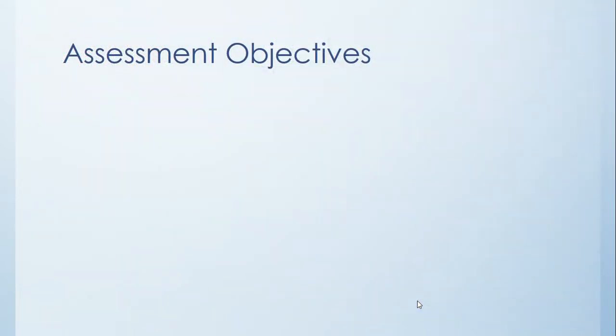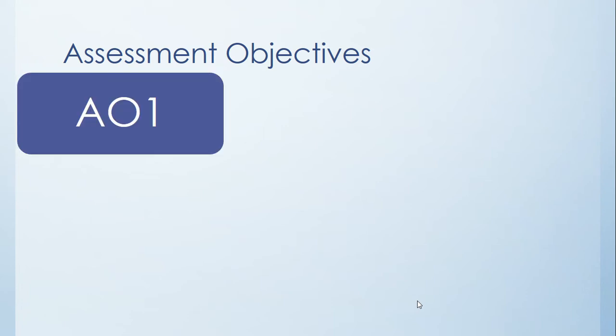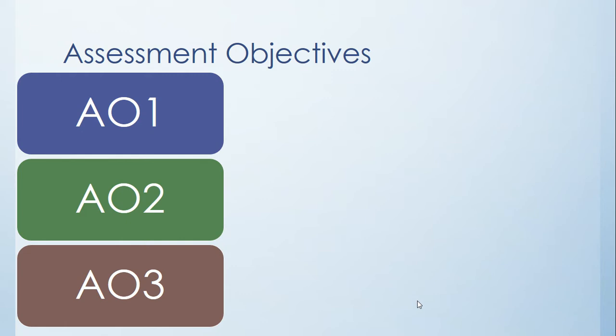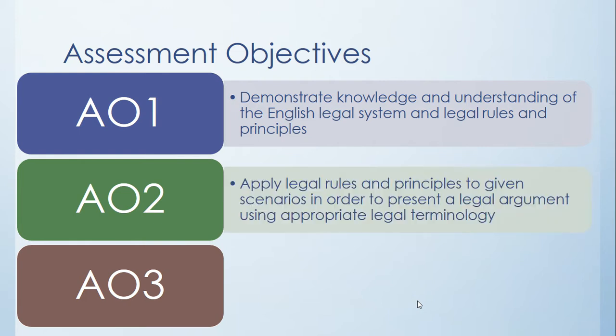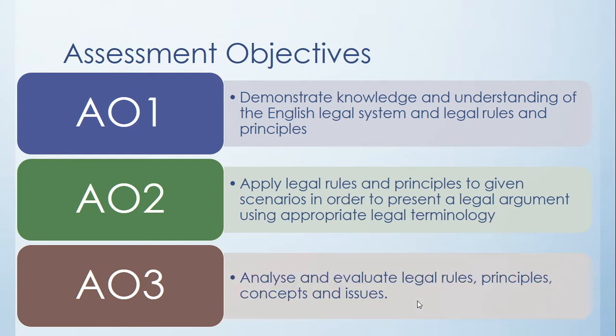Your assessment objectives are prescribed by Ofqual, and these are split into AO1, AO2, and AO3. So for AO1, you will demonstrate your knowledge and understanding of the English legal system and legal rules and principles. AO2, you will apply legal rules and principles to given scenarios in order to present a legal argument using appropriate legal terminology. And AO3, you will analyse, evaluate legal rules, principles, concepts, and issues.